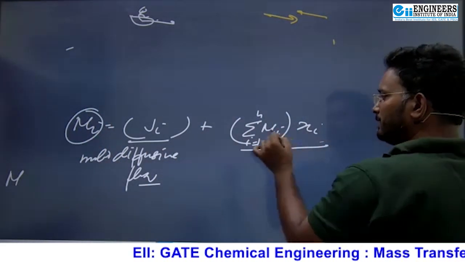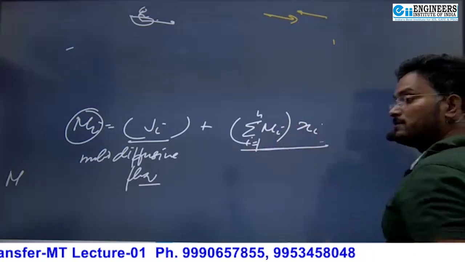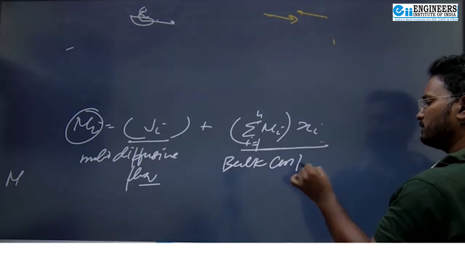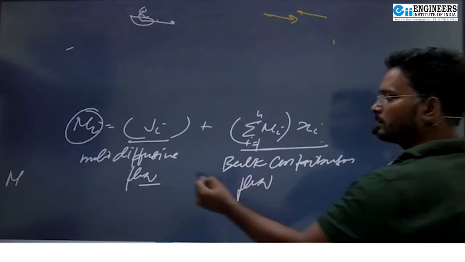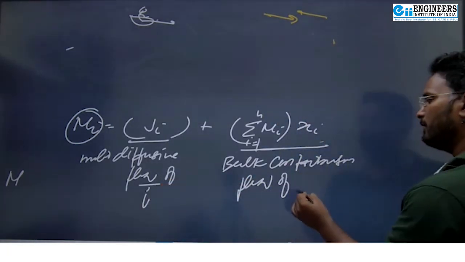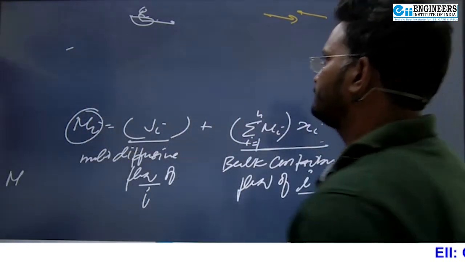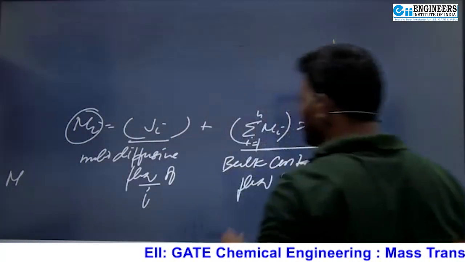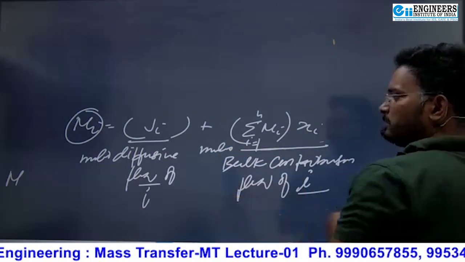Second is summation of Ni into Xi, which is called the molar bulk contribution flux of species i. I think there should not be any problem. Yes, sir, that's why it seems to be stationary for an observer who is outside. Molar bulk, yes, molar only. Molar bulk contribution flux of species i.